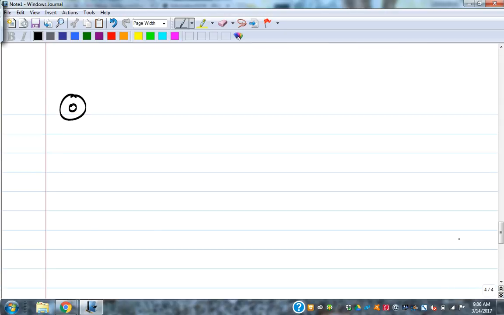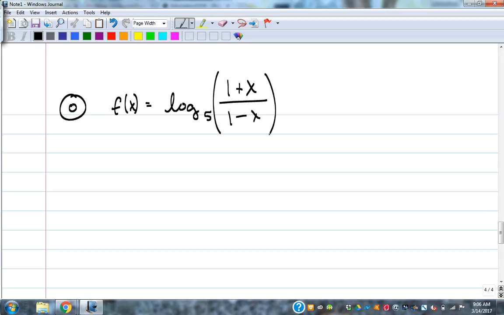Example 8. F of x equals log base 5 of (1 plus x) over (1 minus x). Famous last words. All right, so for our domain, we're going to set this rational expression greater than 0.